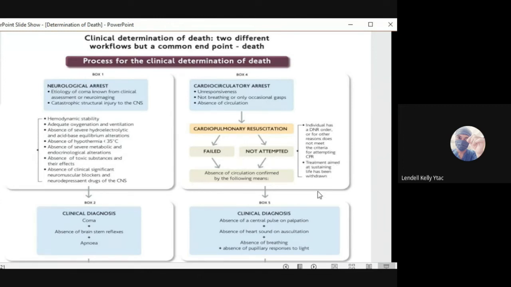So it would lead to absence of circulation and can be confirmed by the following means. Ano ba yon? Clinical diagnosis. Ano bang diagnosis natin? Pag meron ng cessation of heart function, absence of central pulse on palpation. Kung sabi natin central pulse, saan ba yun makikita yung central pulse?